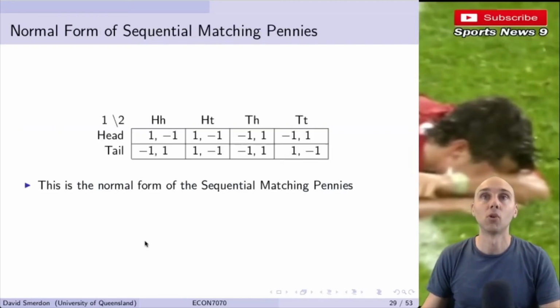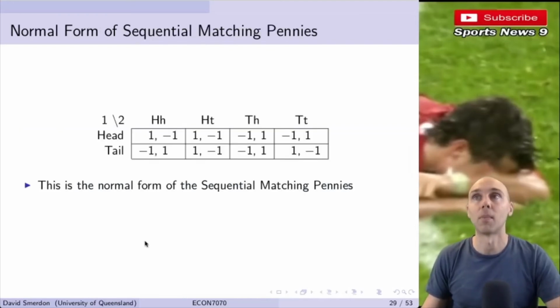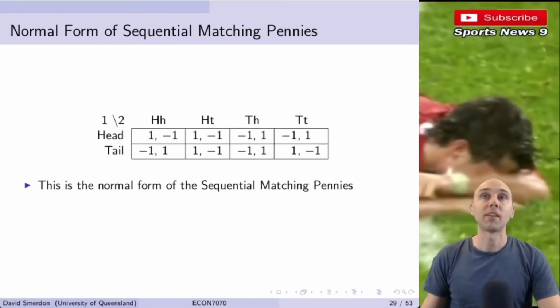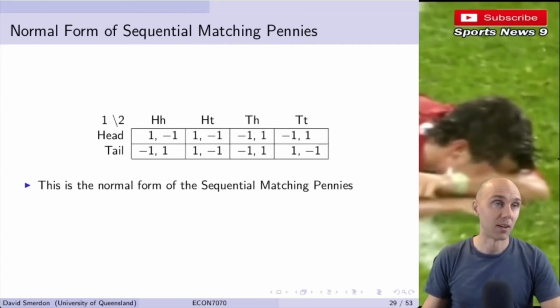So we draw the normal form equivalent of the sequential matching pennies game, and now we try to solve this for equilibrium. So try to find the pure strategy Nash equilibrium of this game. Pause your video now.